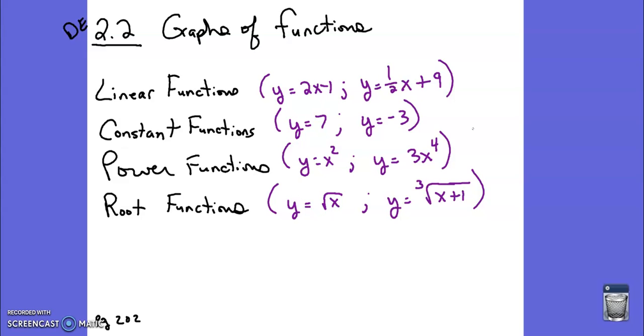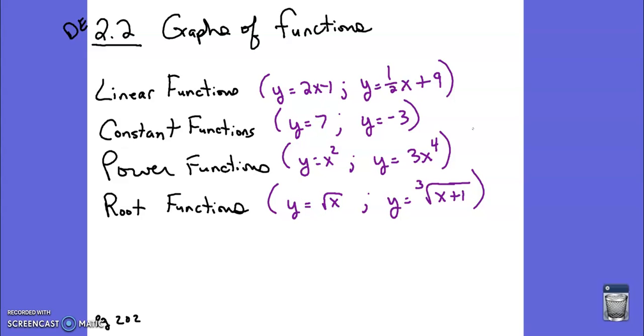A constant function is literally a horizontal line, y equals 7, y equals -3. It is not x equals, by the way, it's just y equals, because otherwise it wouldn't be a function. Power functions are anything that has a power or an exponent, so x squared, x cubed, x to the fourth. Root functions are square roots, cube roots, that kind of stuff. So those are the basic common types of functions that we've dealt with so far.